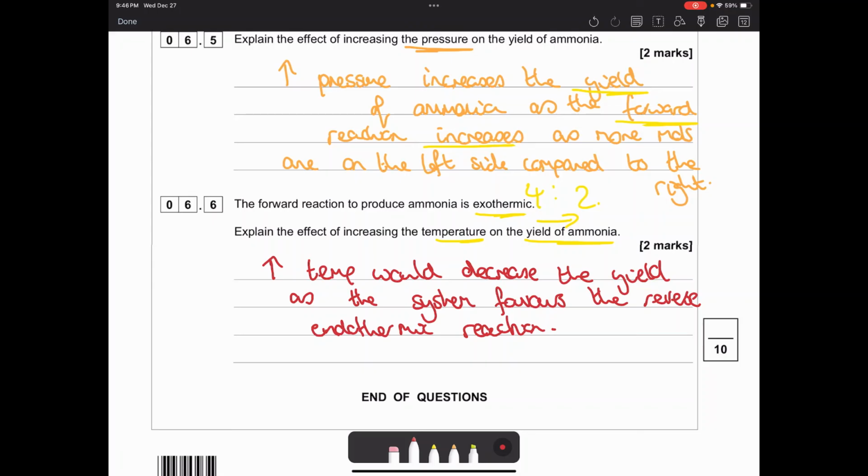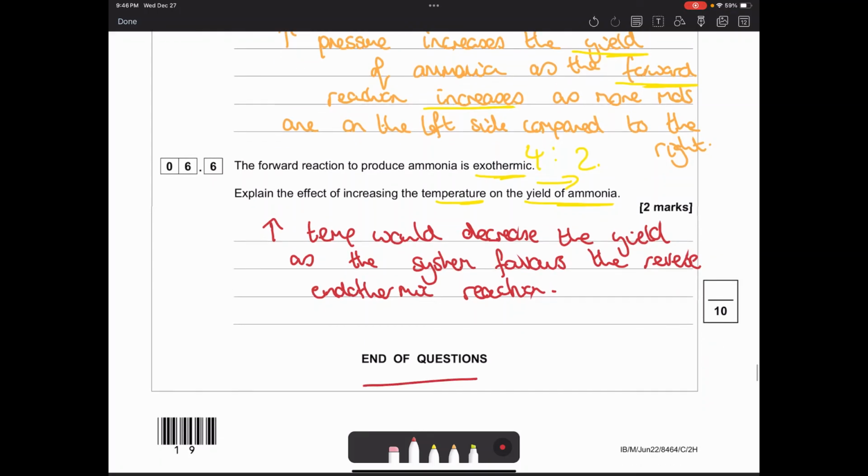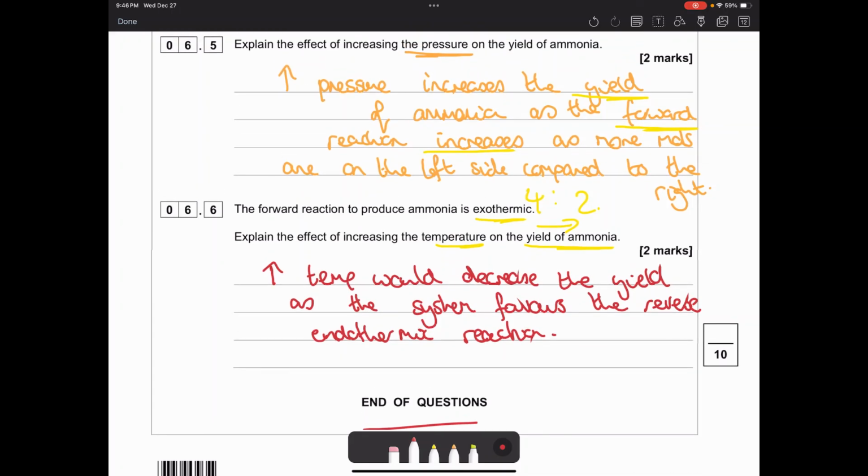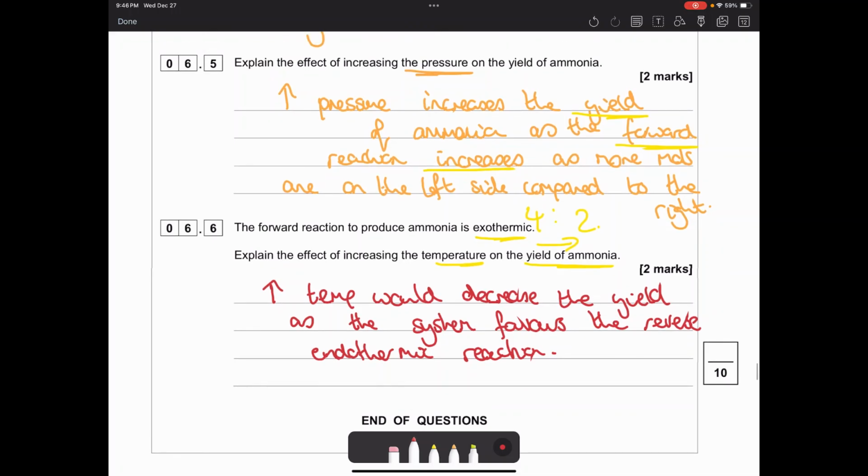Okay, so therefore, that actually is the end of the questions. Okay, and just 2 marks on Le Chatelier's principle at the end. This is the higher tier topic in this unit, so yeah, it's normally at the end of the paper. But that is the end of this chemistry paper then.